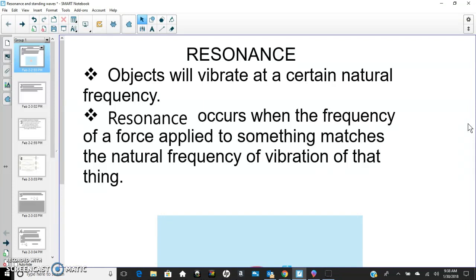You've all seen this with the swings. When you want to push someone higher on the swings, you push them once every cycle. You push them with a frequency that matches their natural frequency of vibration, and they swing higher.